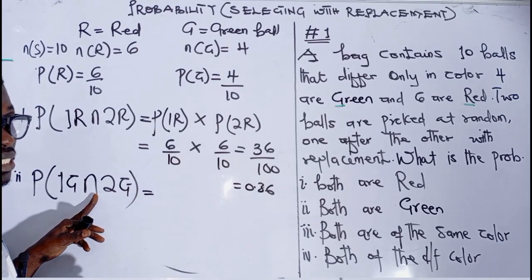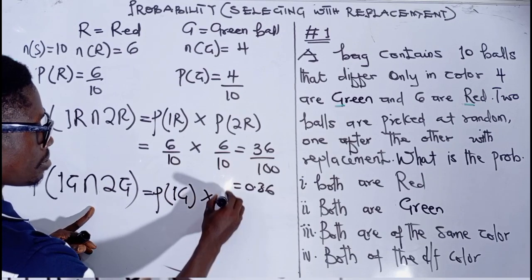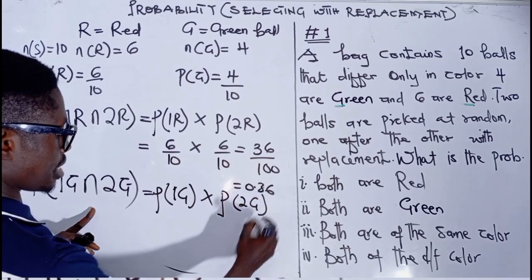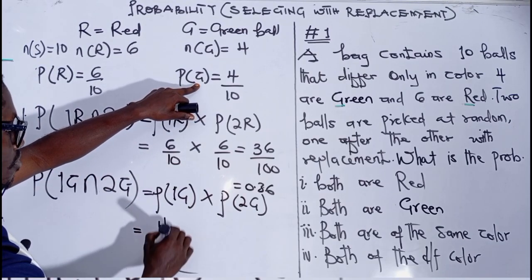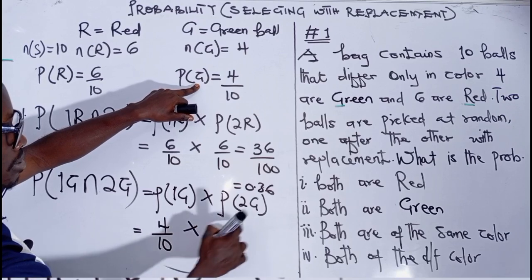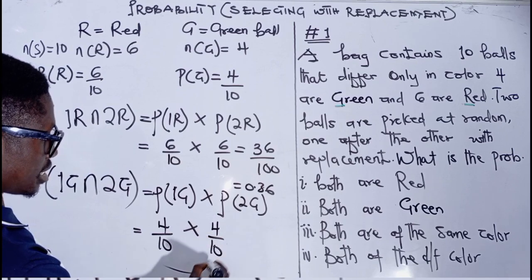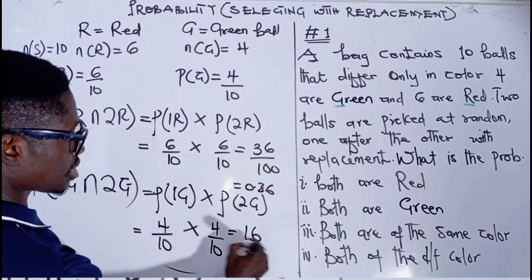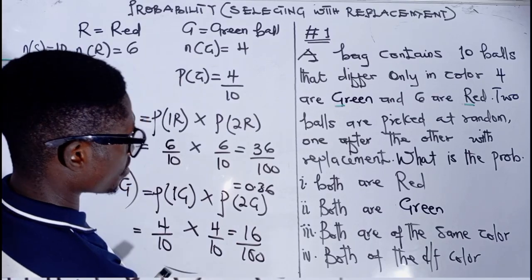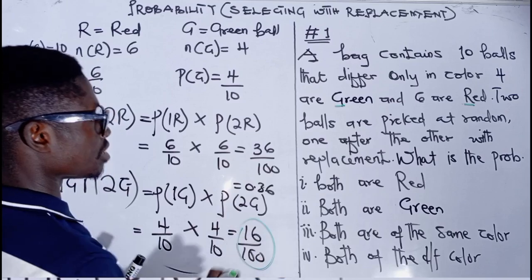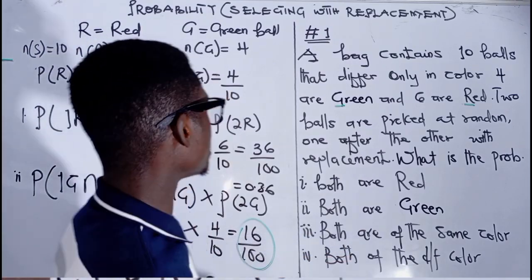Since we are having the intersection, we can split it and write it as the probability that the first is green multiplied by the probability that the second is also green. So probability of picking a green marble, we have 4 all over 10, multiplied by the probability of picking the same green marble, we have what? 4 over 10. And this is giving us 16 all over 100. You can still convert it to decimal or leave your answer in this form. Very, very easy.